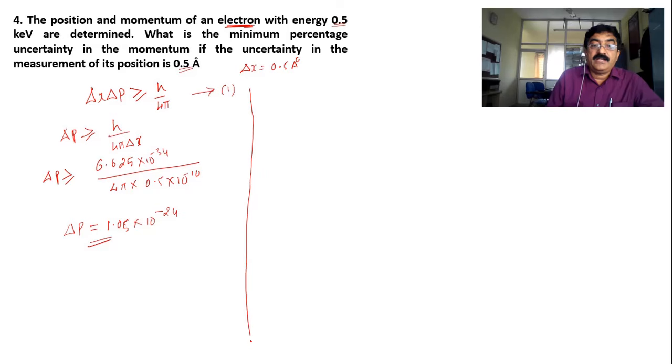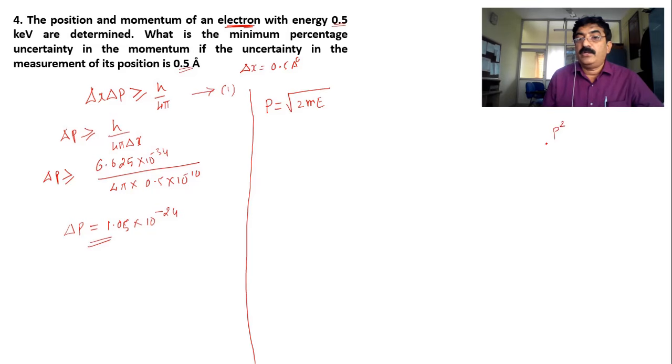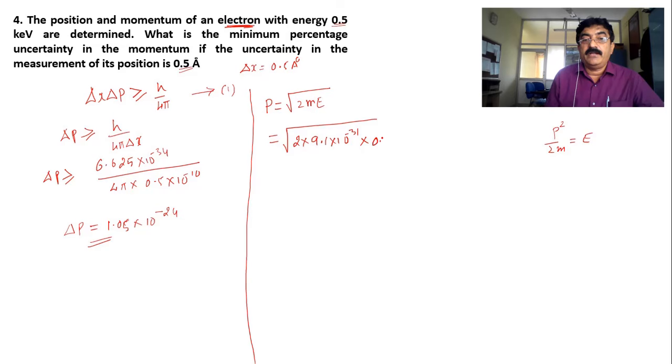Now let us calculate the actual measurement, actual momentum. Actual momentum P is equal to square root of 2mE. Do you know this equation? I hope you know, because P square by 2m is equal to E. Therefore P must be this. So that is equal to root of 2 into mass of the electron 9.1 into 10 power minus 31 into energy, which is given as 0.5 kilo, that is 10 power 3 into electron volt into 10 power minus 19. I hope you are following.